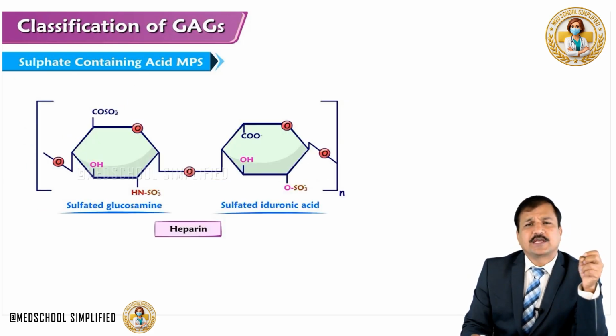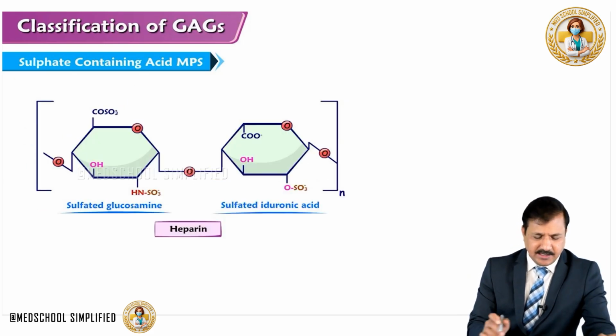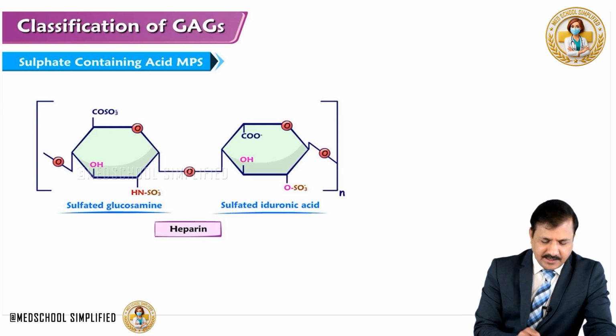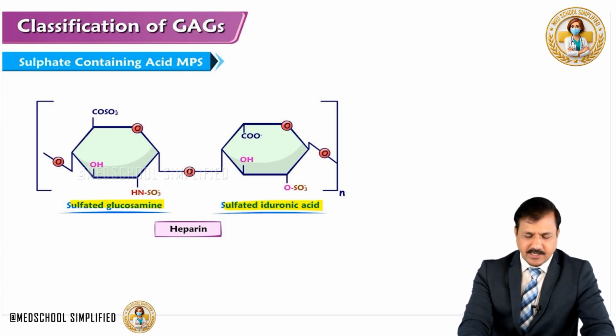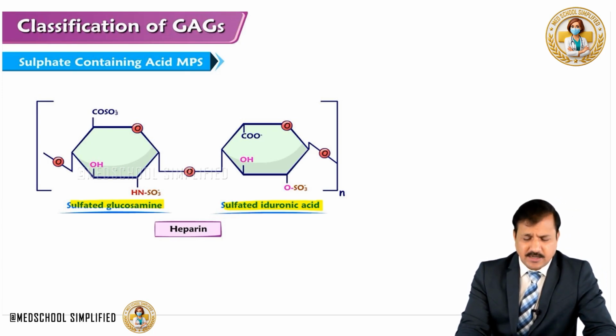Now let's move on to see heparin. Heparin is a sulfated glucosamine with sulfated iduronic acid. It is a glucosamine, an amino sugar, and the acidic sugar is iduronic acid. It is heavily sulfated because both monosaccharide units in this repeating disaccharide are sulfated. Both glucosamine and iduronic acid are sulfated.